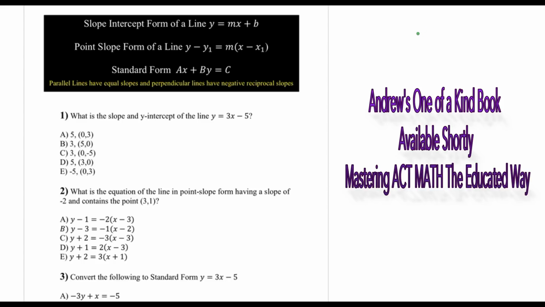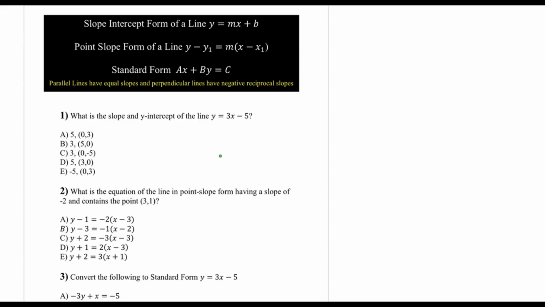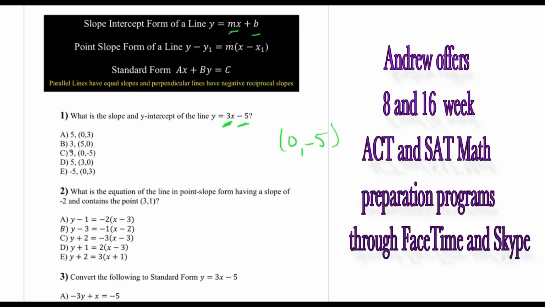Sign change flip. What is the slope and y-intercept of the line y equals 3x minus 5? Well, the slope of the line is this number right here. That's the 3 because that's the m. In the y equals mx plus b, the m is always the slope. And the b is the y-intercept, which is negative 5. So it would cross the y-axis at the point (0, negative 5), and the slope m is 3. Answer choice is C. Oh, there it is, C.